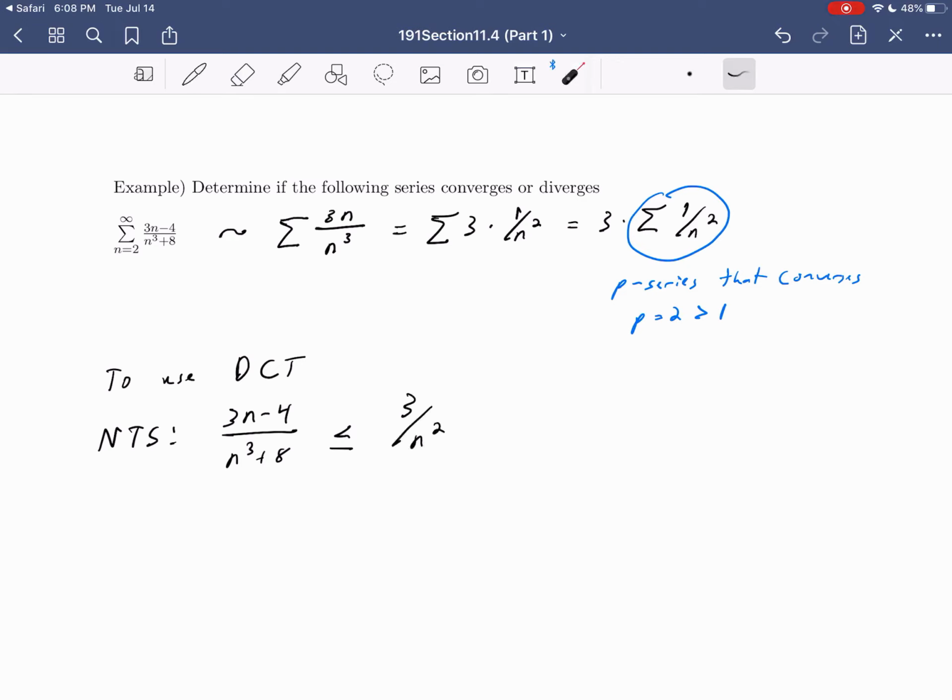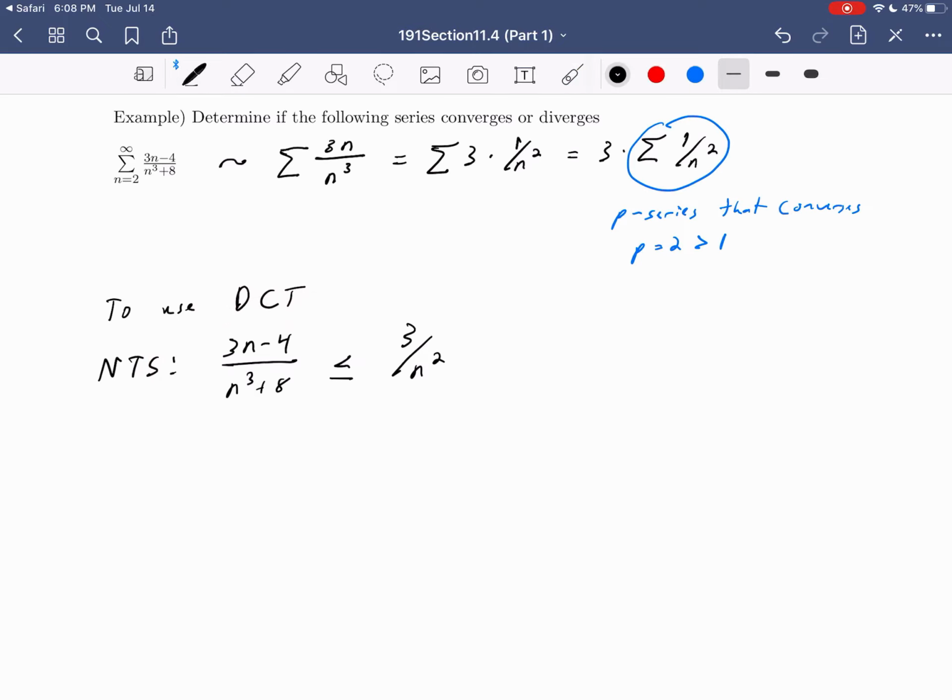And we get to keep that 3 because, again, the 3 isn't going to have any impact on the behavior there. This should feel very familiar. We did similar ideas when we were doing the comparison test for improper integrals. As we know, there's a very strong connection between improper integrals and series, so it's not a surprise that this feels very similar here. So what does our actual proof look like?